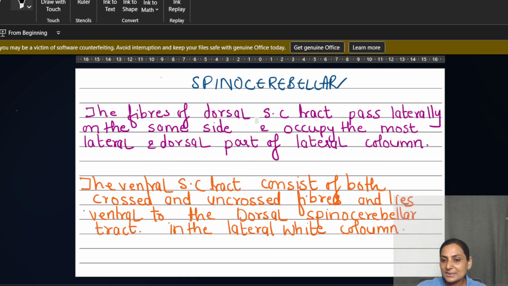The fibers of the dorsal spinocerebellar tract, they will pass laterally, most peripheral, on the same side. See, it is ipsilateral, on the same side, occupying the most lateral and the most dorsal part of the lateral column. So even lateral to the anterolateral system, that is lateral to the pain pathway. The ventral spinocerebellar tract is consisting of both the crossed fibers as well as the uncrossed fibers, and lies ventral to the dorsal spinocerebellar tract, but also it is in the lateral white column. So they are occupying the lateral white column.